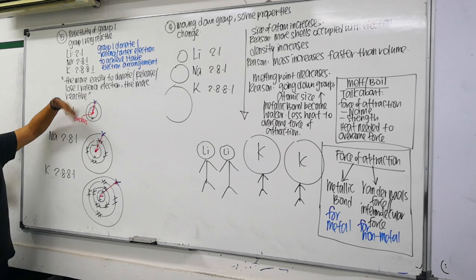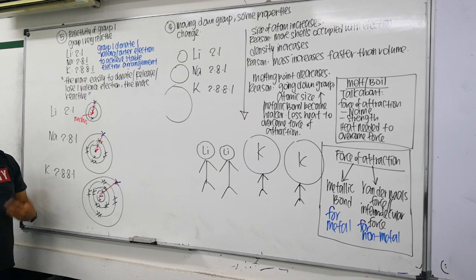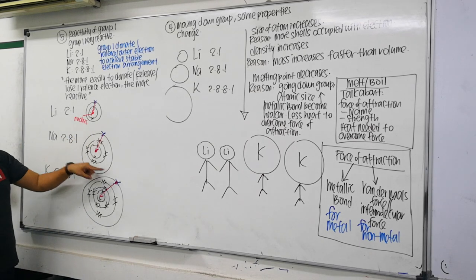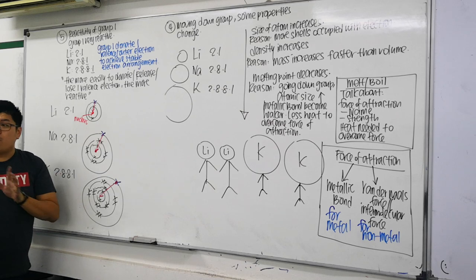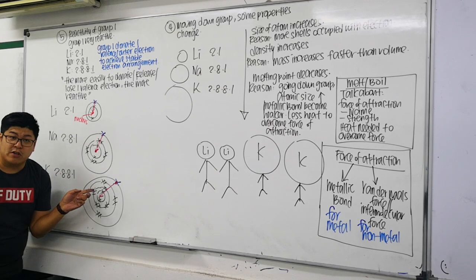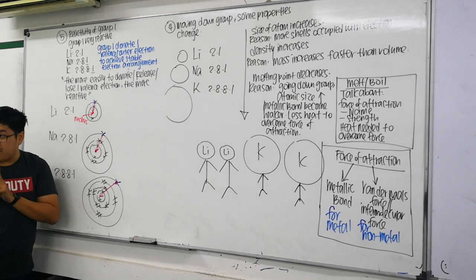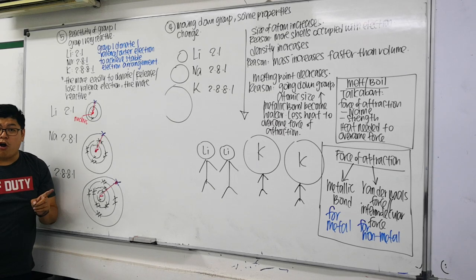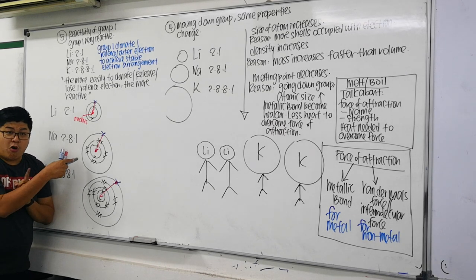So when the electron becomes farther and farther from the center, the pulling force becomes weaker, right? When you are far away from me, I can't hold you strongly. So the force of attraction becomes weaker and weaker. Watch out, what is the name of the force? Not van der Waals, not metallic bond. Because van der Waals and metallic bond are only meant for melting and boiling point. I'm not asking about melting and boiling, understand?